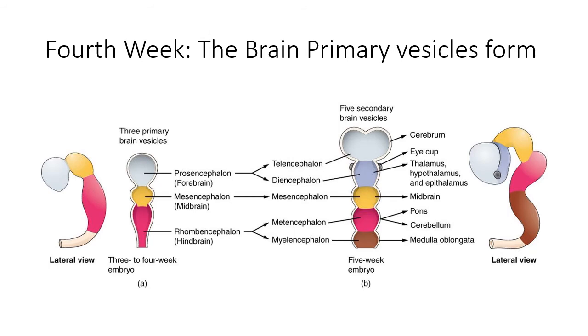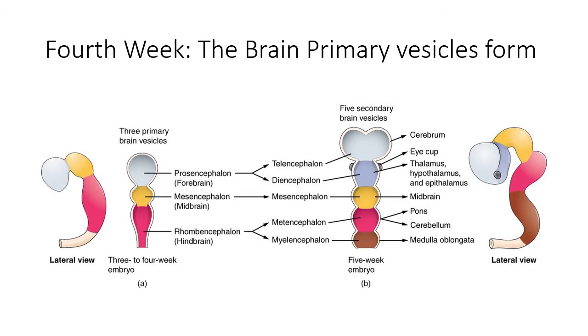And then in the fourth week, we form these vesicles. So now this was just a tube, and the tube is starting to create these out-pockets and thickenings, and you form these three primary vesicles: the prosencephalon, which will be the forebrain, the mesencephalon, which will be the midbrain, and the rhombencephalon, which will be the hindbrain.